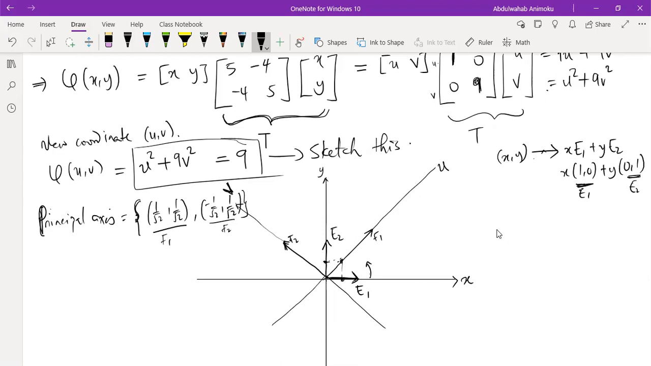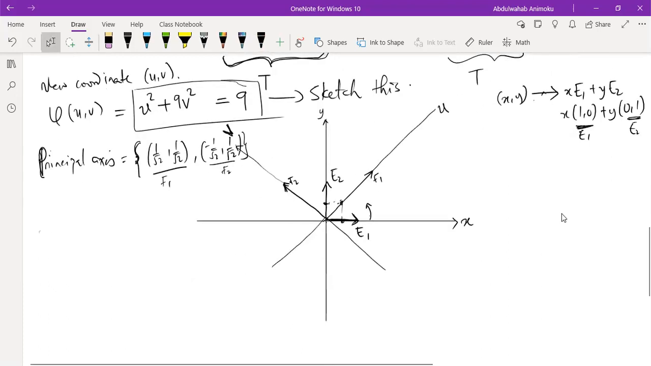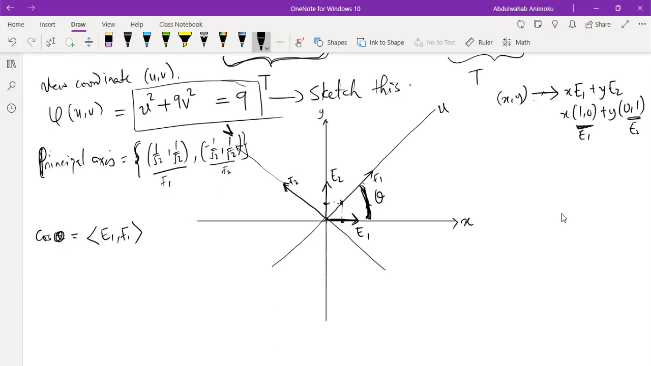Now the next thing that we need to find is the angle between these two new coordinates. And I think the angle is given. So let's call it theta, which means the angle between the two coordinates. So the old coordinate x and this gives us the angle between the two coordinates, and this is given as the inner product of what? E1 and what? F1, as you can see from the diagram, is the inner product between E1 and F1. Okay, now cos theta is given as that, and then what is E1? I think it is 1 0, and F1 we know it is 1 over root 2, 1 over root 2.